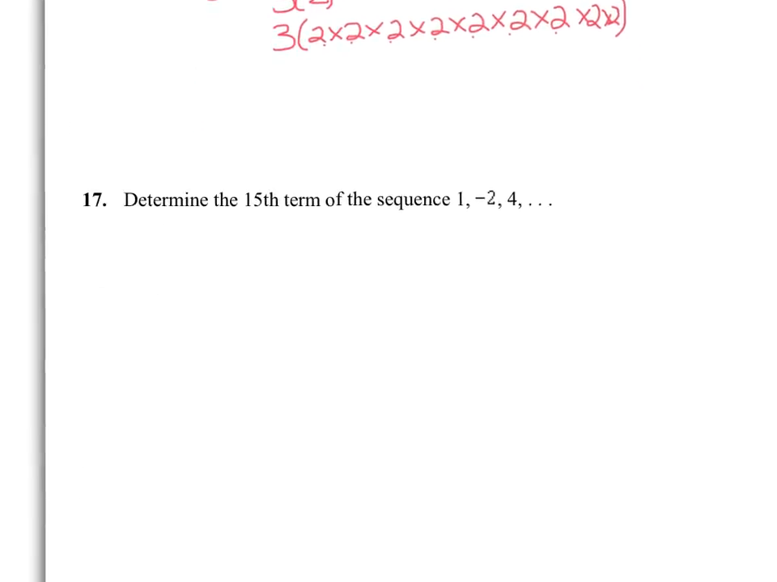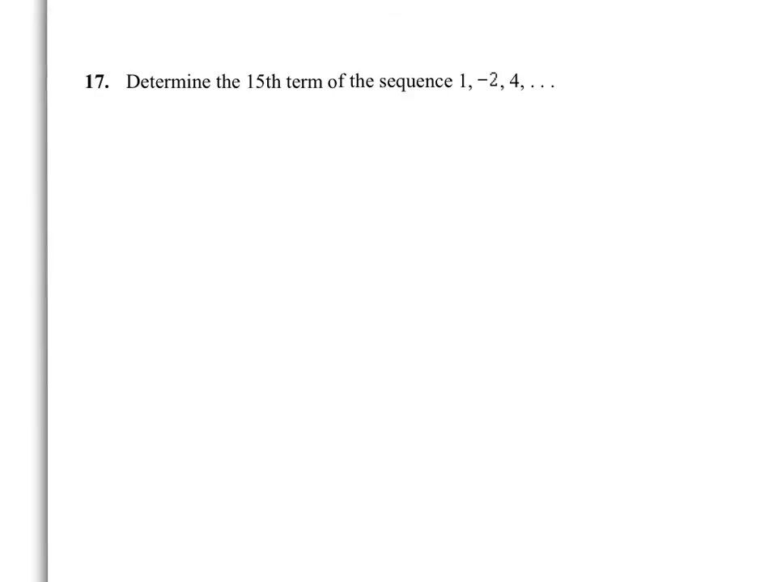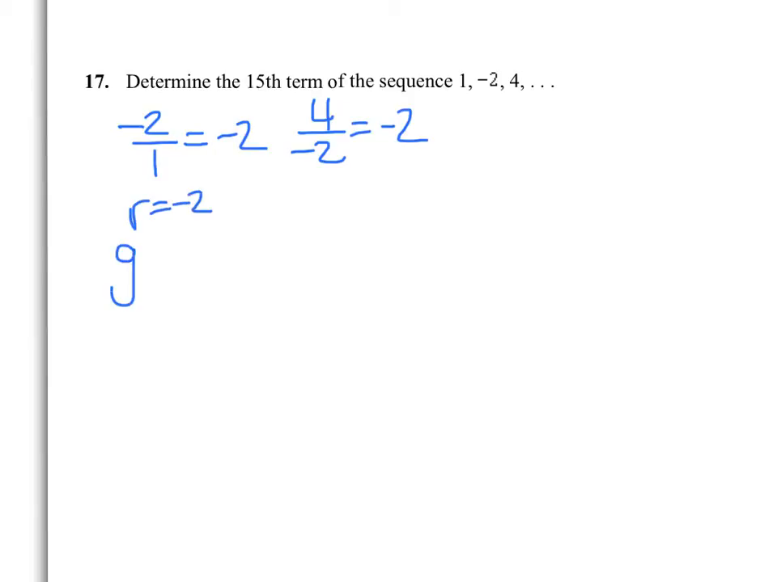All right, determine the 15th term of the sequence 1, negative 2, 4. So we got to find that r first. Negative 2 divided by 1 is negative 2. 4 divided by negative 2 is negative 2. So I now know r is equal to negative 2. G sub 1 is my first term, which is 1.